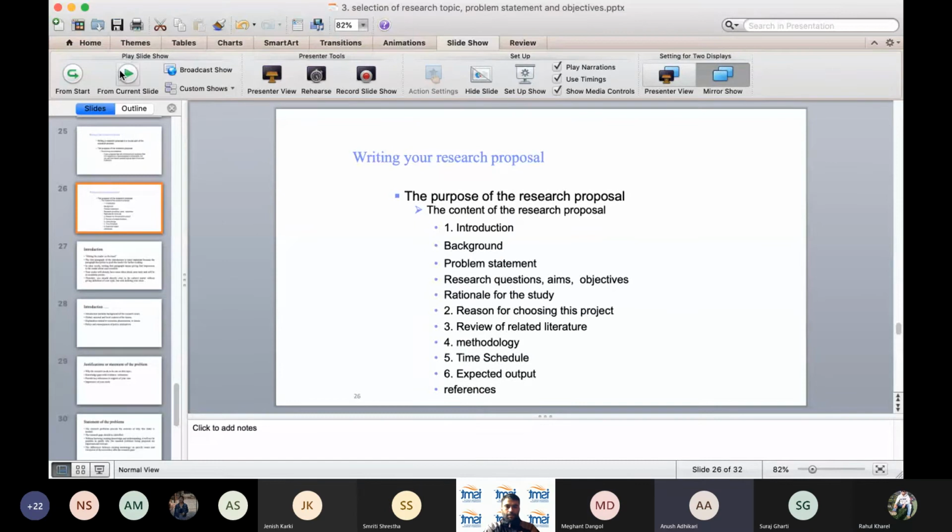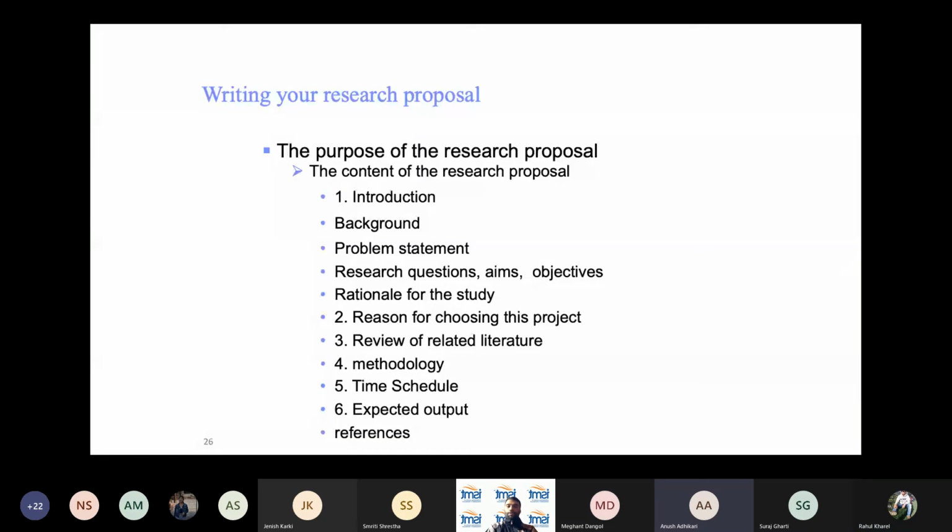So the purpose of the research proposal, the content of the research proposal. Please copy this. You can take a photo of this research proposal.